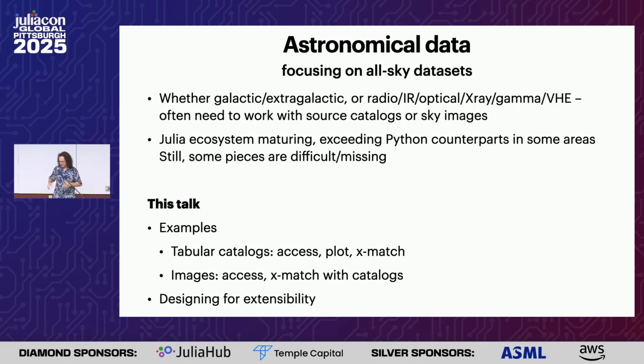I would say that in the past few years, we've seen the Julia ecosystem, both in general and for working with astronomy catalogs specifically, maturing. It exceeds Python counterparts in some cases, but still some pieces are more difficult than they should be or they are missing. So in this talk, I will give a few examples, a walkthrough of how to get access to all-sky tabular catalogs, how to plot them nicely and conveniently, how to cross-match them, and how to cross-match them with images as well. And then I'll say a few words on how to design your functions and data structures for extensibility.